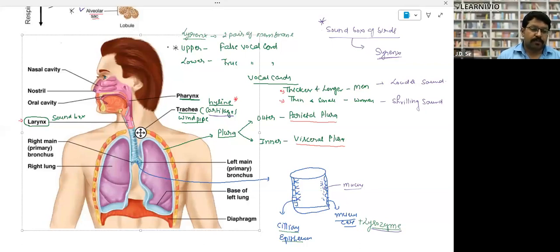Now look, after the larynx, there is a windpipe. This windpipe is called trachea. It is made up of cartilage, basically hyaline cartilage. Types of cartilage we have already understood. It is also called windpipe, right? And this is the structure of windpipe. So inside, you have to note down this one.